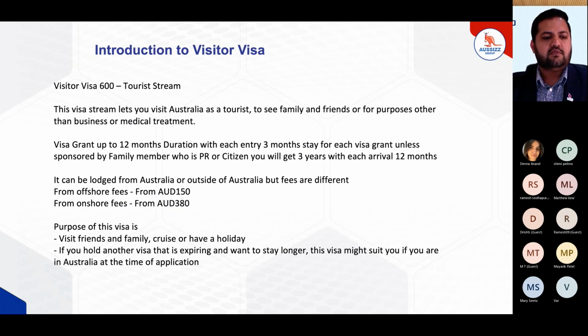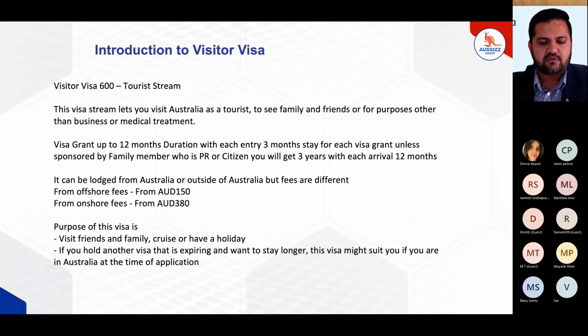All right, so let's get on with the normal visitor visa stream. So what is a visitor visa? It's a tourist stream. This visa allows you to stay in Australia as a tourist, to see your family, your friends, or for purposes other than conducting business or medical treatment. So this visa does not fit your purpose if your intention is to come and do business meetings or come and do medical treatment. There are separate visas for that. So this is only for the visit. This is only for you coming to Australia as a tourist.